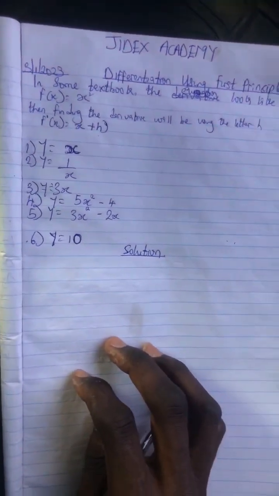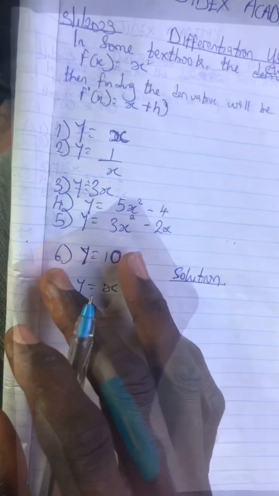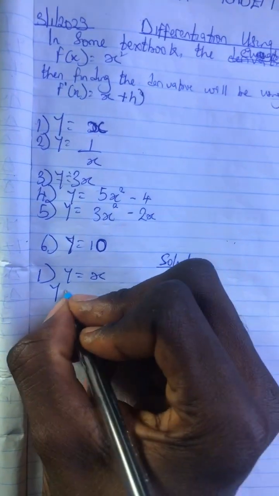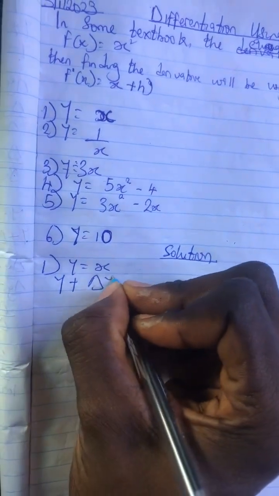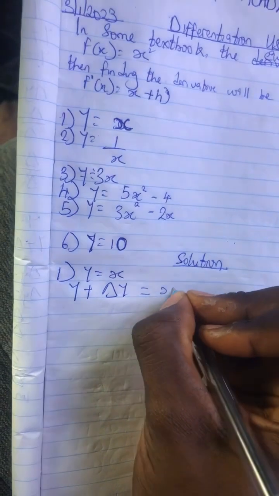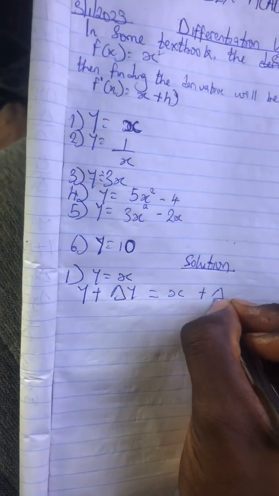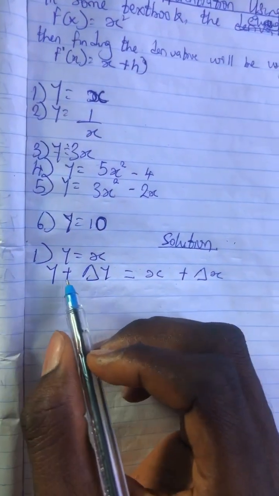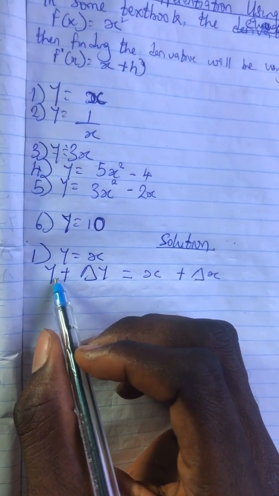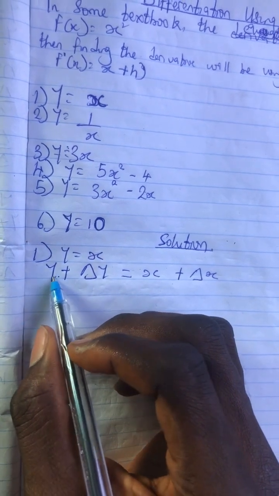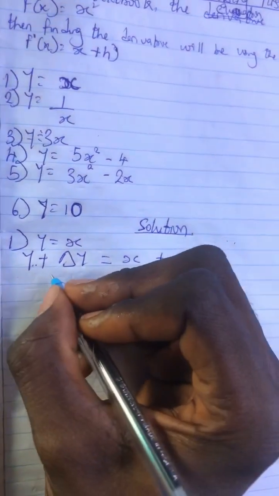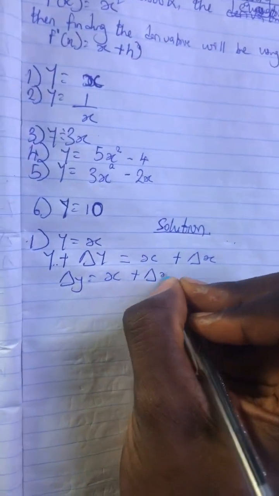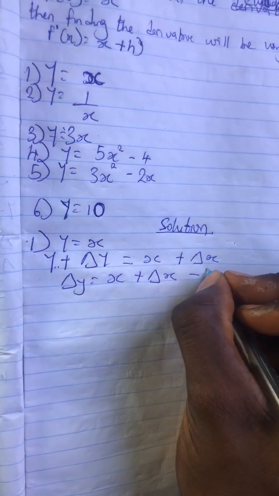So for you to solve differentiation using first principle, I want you guys to pay good attention to this. Our first step here is y plus dy is equal to x plus what? dx. Then what do we do next? You collect like terms by bringing y to the other side. Therefore our dy will be equal to x plus dx minus y.